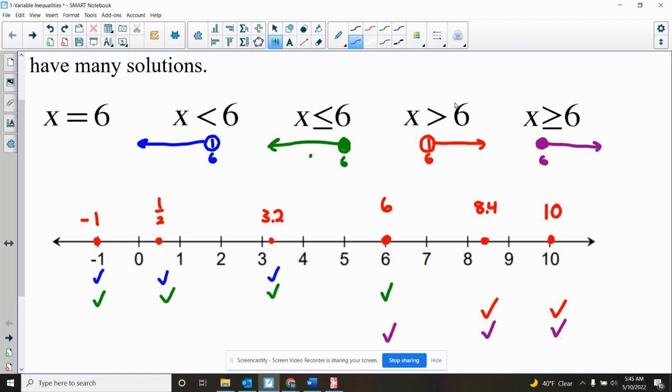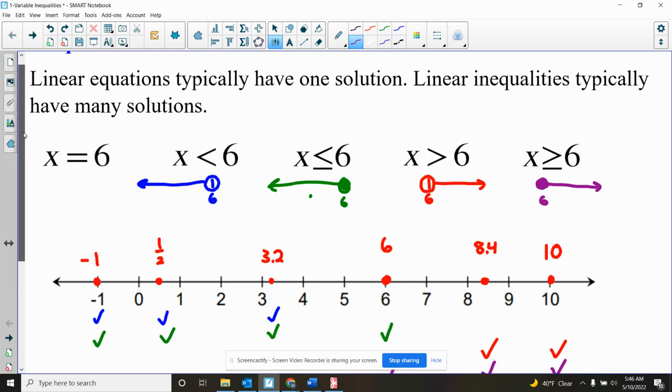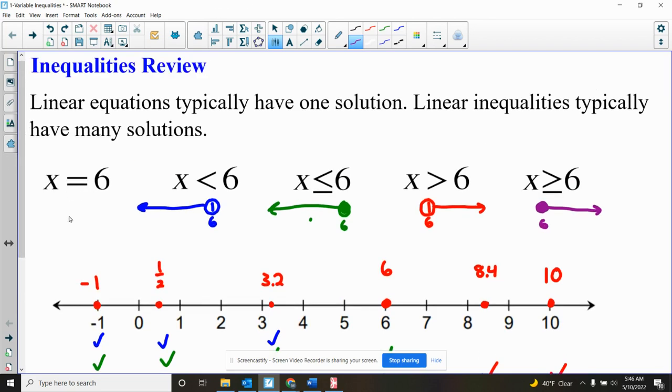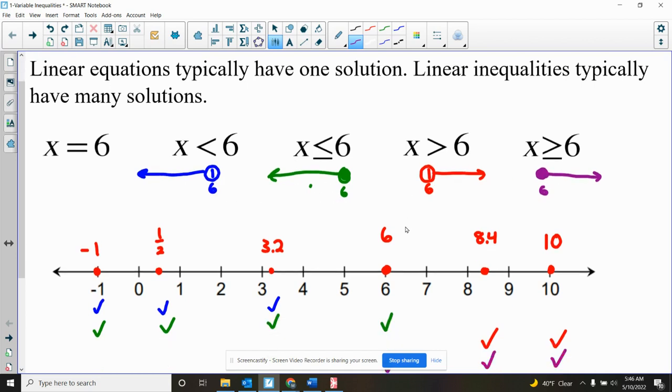Here's what I want you to take away. When we're talking about an equation, something that has an equal sign, there's very typically just one solution, just the 6 in this case. But if we're dealing with inequalities, you typically have lots of solutions that are either to the left of your boundary number or to the right of your boundary number.